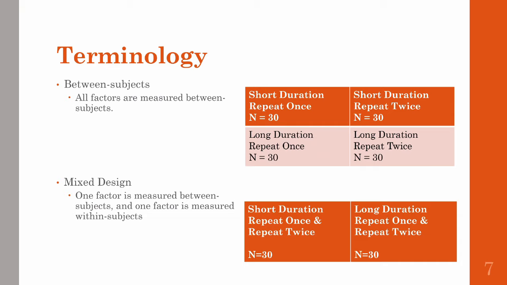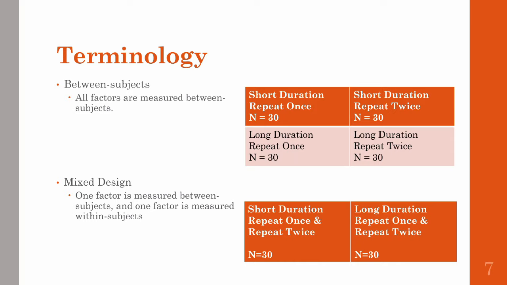We can also have factorial designs that are measured both between subjects or a combination of between and within subjects. In a between subjects factorial design, all factors are measured between subjects. So we have 30 separate people in the short once condition, 30 separate people in the short twice, 30 in the long once, and 30 in the long twice condition.